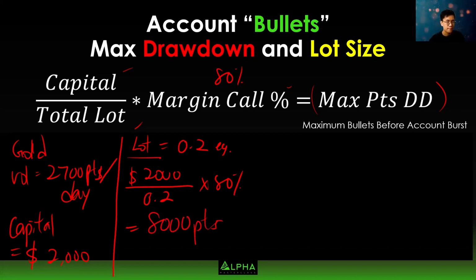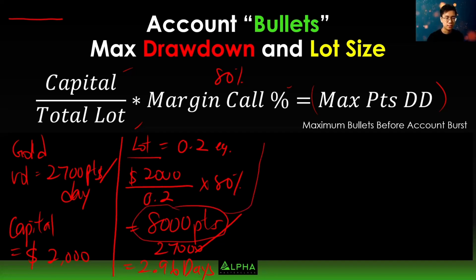And we do one more thing. 8,000 points divided by 2007. That is equal to 2.96, correct. And this is in days, 2.96 days. Now, what does this 8,000 stand for? This 8,000 is referring to the max point drawdown.